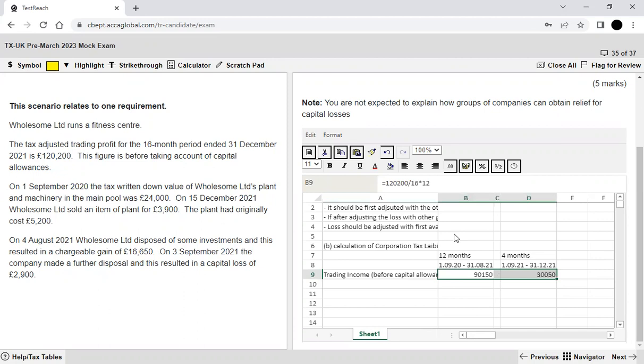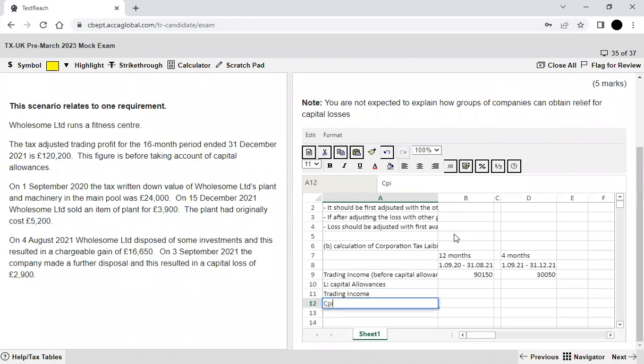The sum is like 120,200, right? Capital allowances. Let me work out that piece. Capital allowances. After capital allowances, trading income. Capital gains. Capital gains is by the amount.